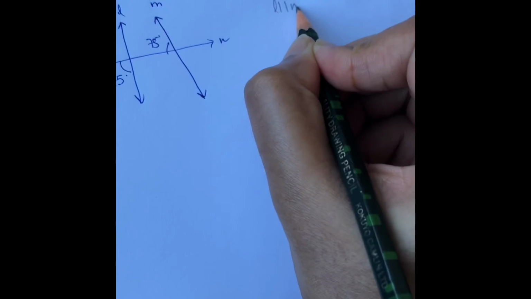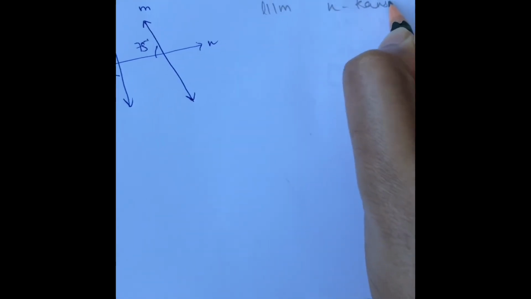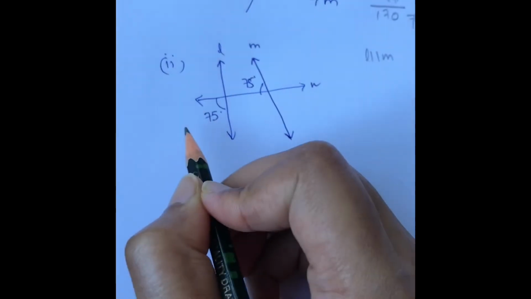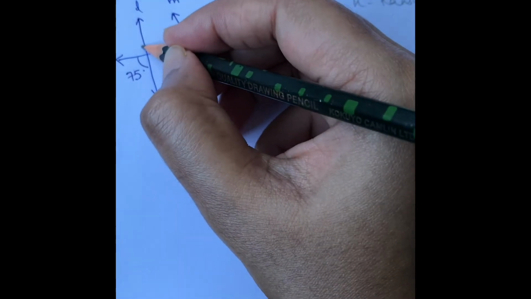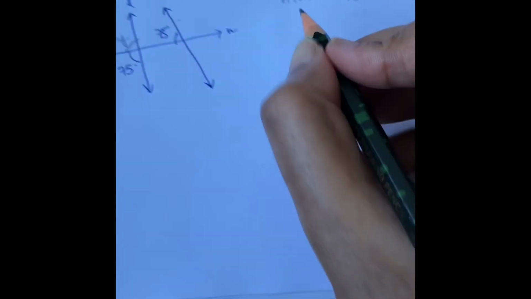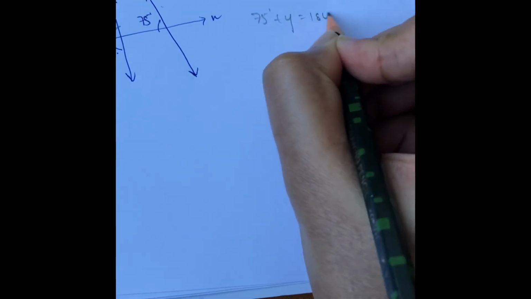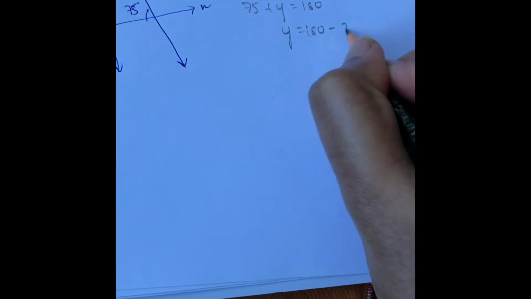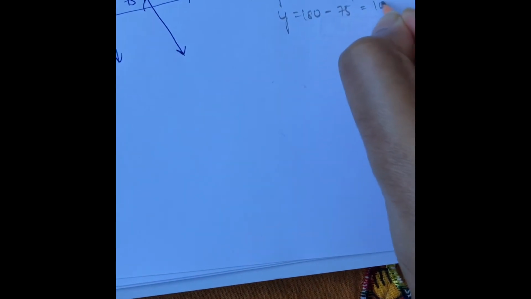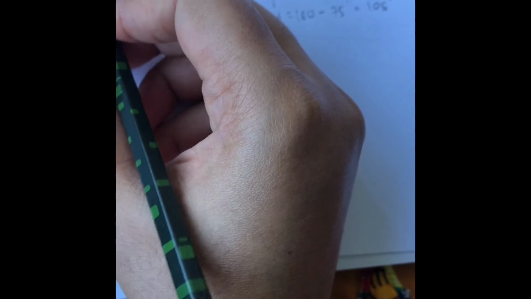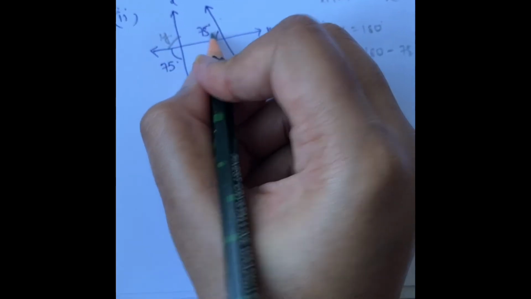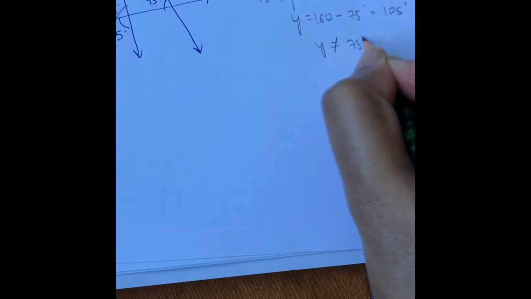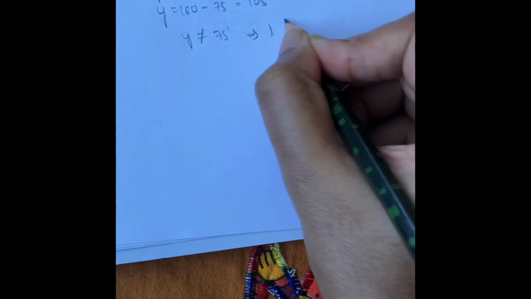Even here we have to prove whether L and M are parallel, where N is the transversal. There are two angles that are given, 75 degrees each. Let's suppose this is Y. 75 plus Y is equal to 180 degrees. So Y is 180 minus 75, that will be equal to 105 degrees. But if L and M are parallel, we wanted Y to be equal to 75 degrees because they are corresponding angles. But Y is not equal to 75 degrees, which means L is not parallel to M.